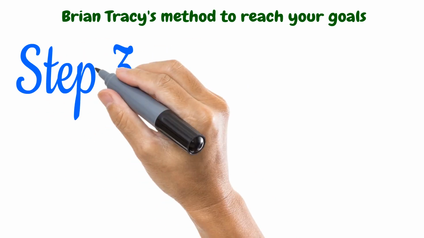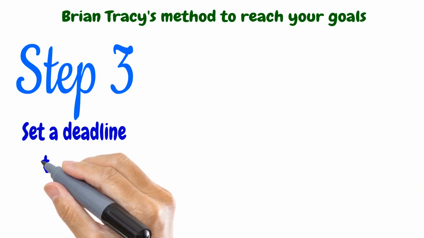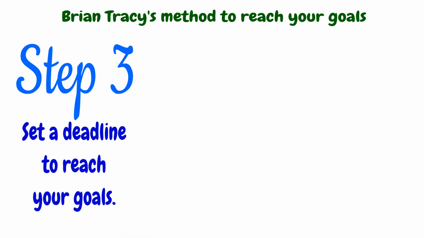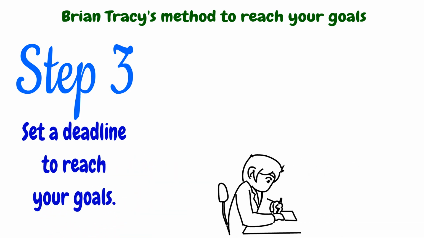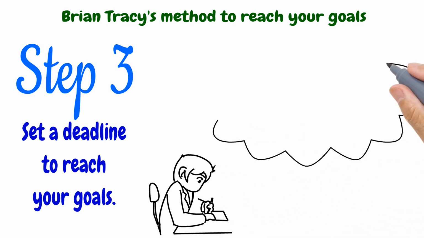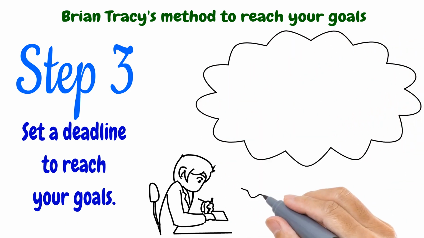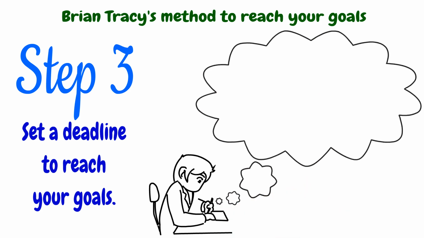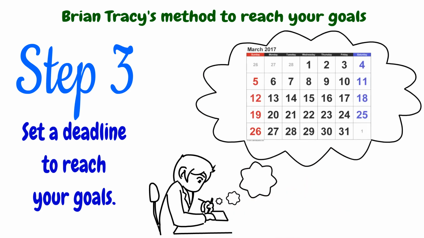Step number 3. Define a deadline to achieve your goals. When you are learning English, it is essential to set deadlines to reach specific objectives in English. Although we must remember that learning a language is not a definite goal that is going to be achieved on a specific day. It is something that we are going to be getting good at as we practice.